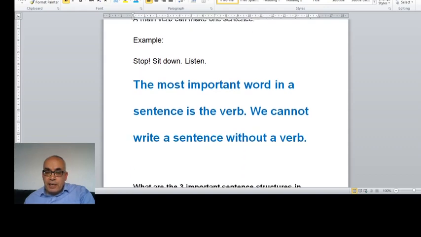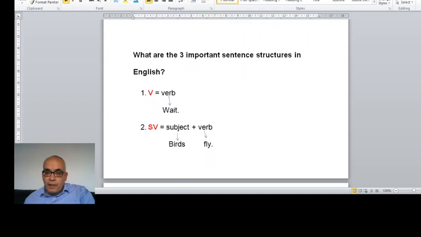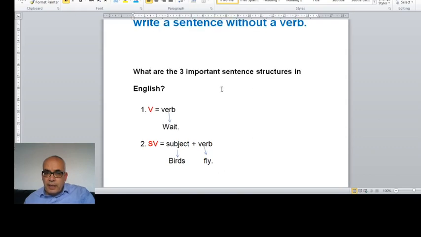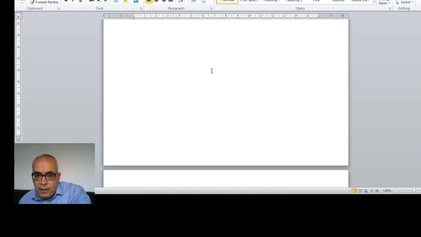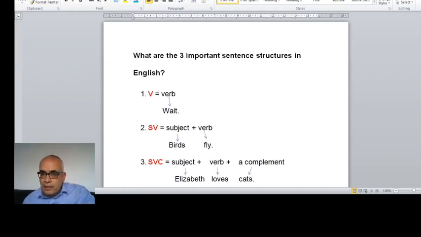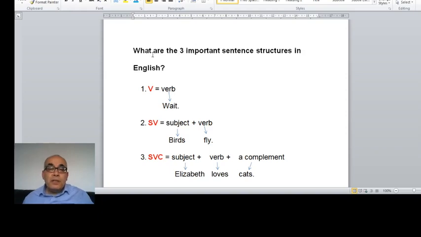Now let's move on. I think maybe I'll put this on another page here. You can see all of them. Now, what are the 3 important sentence structures in English? So now you know what a sentence is. You have to build it, you have to make it. So you have to think, what do I do? What's the way to do it? So number 1, V is verb. You use one verb, you make a sentence. And this is, as I said, the shortest sentence in English. So if you say wait, this is a sentence.